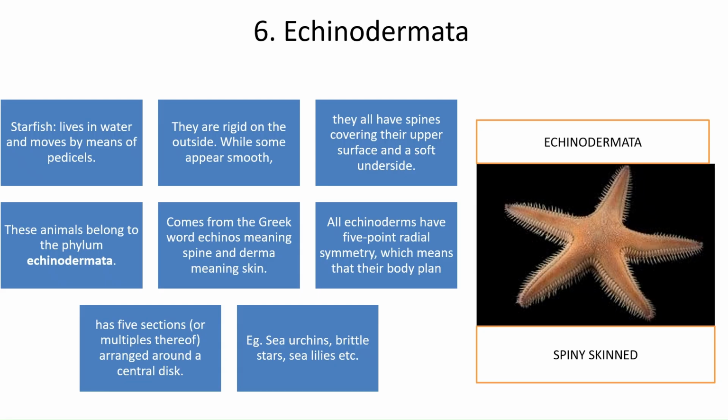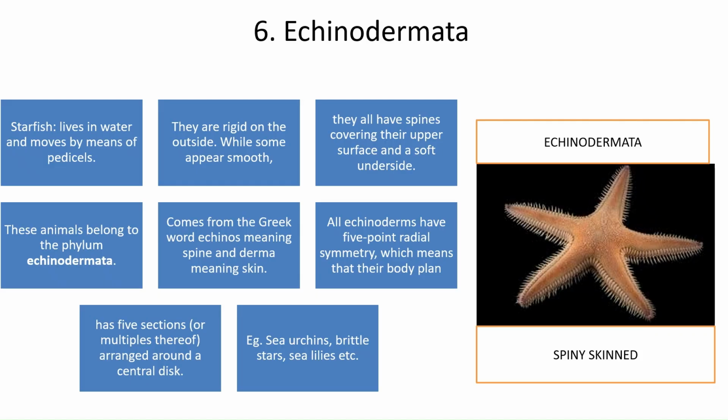This comes from the Greek word echinos, meaning spine, and derma, meaning skin. All echinoderms have 5-point radial symmetry, which means that their body plan has 5 sections or multiples thereof, arranged around a central disc. Example, sea urchins, brittle star, sea lilies, etc.